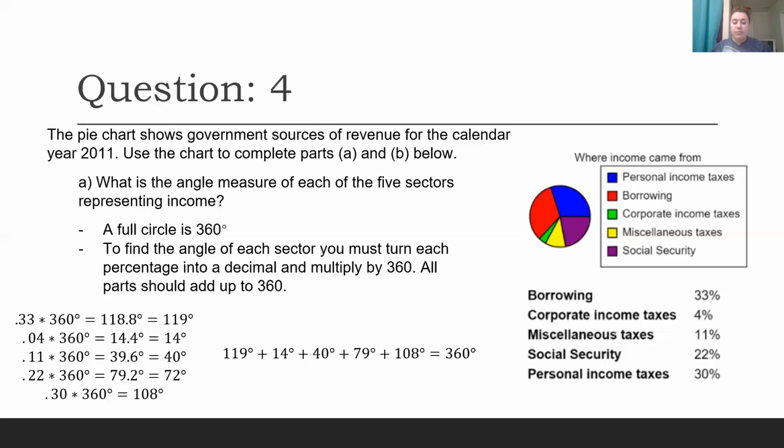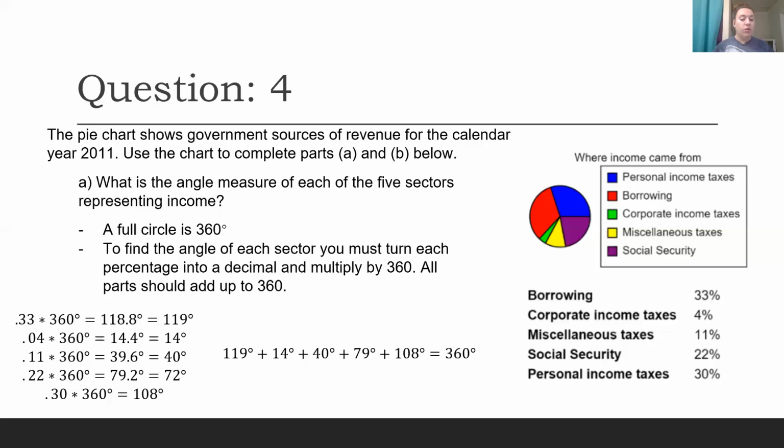Now our corporate income taxes is 4%, but if you move our decimal 2 places, it makes it 0.04, which is 14.4 degrees. So pretty much it's the 14-degree angle. So now our miscellaneous taxes turns from 11 to 0.11, and that becomes 39.6 degrees, which we're going to round, so it makes it 40 degrees.